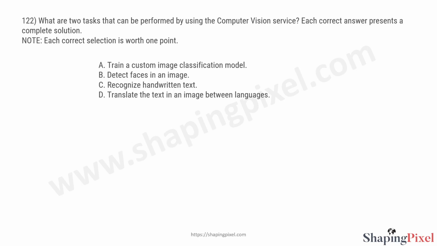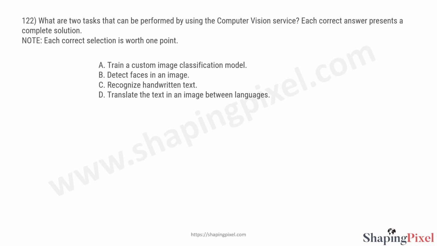So question number 122. What are two tasks that can be performed by using the computer vision service? Each correct answer presents a complete solution. Each correct selection is worth 1 point. And we have the following four options.